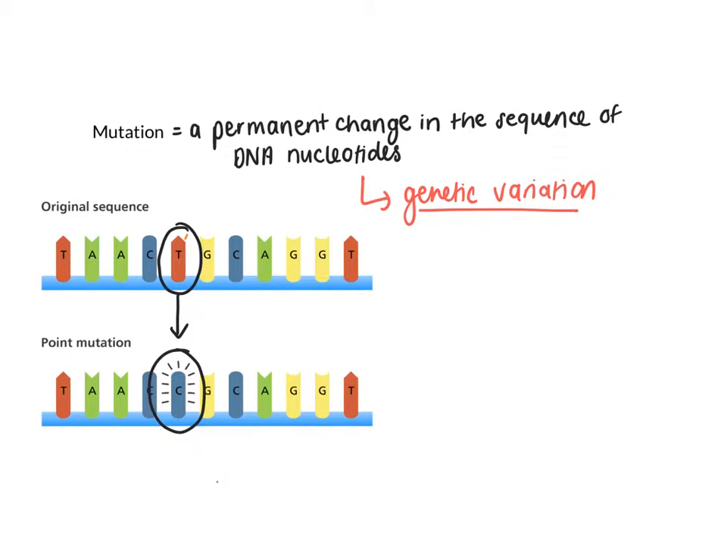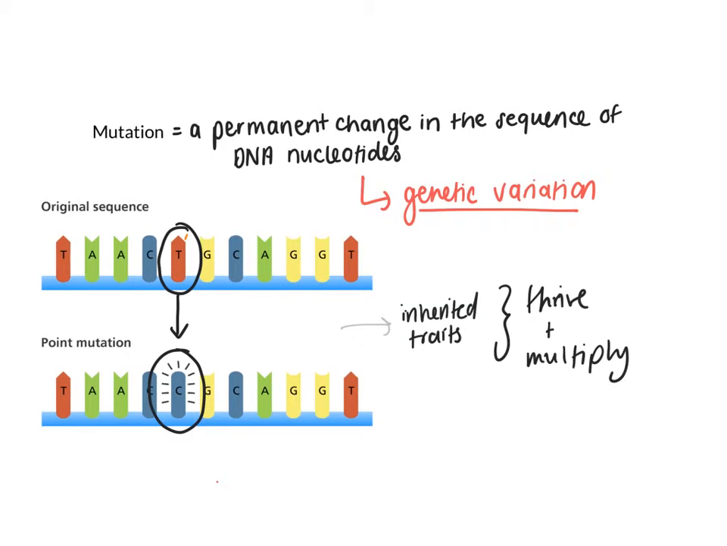So there's a common misconception that a mutation is bad. However, certain inherited traits make it easier for some individuals to thrive and multiply, changing the genetic makeup of populations over time. And this is what Charles Darwin termed natural selection. So let's take a look at this example.